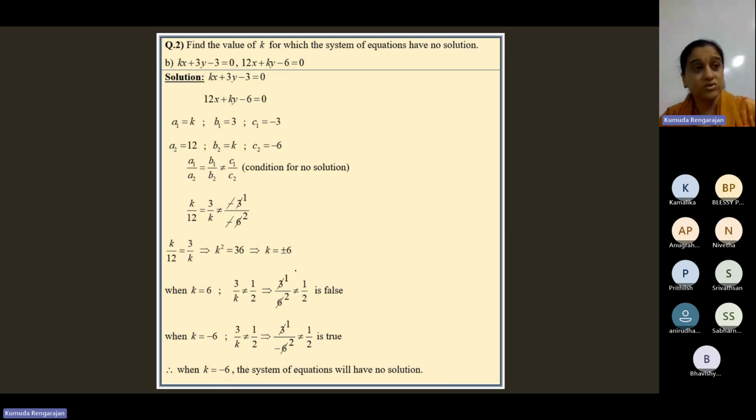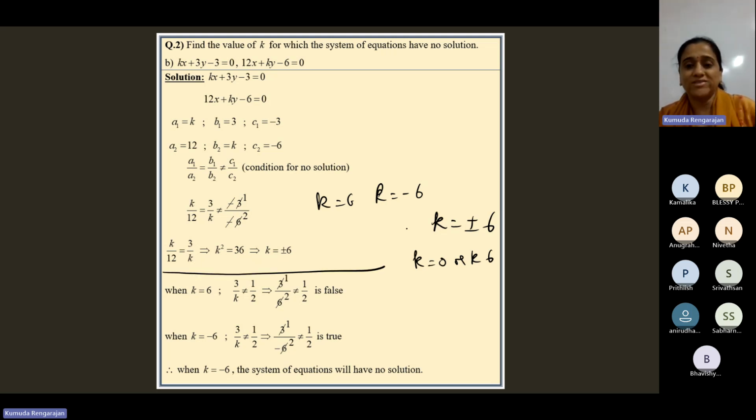So you cannot stop at plus or minus 6. In objectives, meaning MCQs, you'll have k is equal to 6, k is equal to minus 6, then k is equal to plus or minus 6. Then simply they'll give you k is equal to 0 or k is equal to 6. So you will just stop working here and you'll say, I got the correct option, third one is the correct one. That's wrong. k is equal to minus 6 is the correct answer.